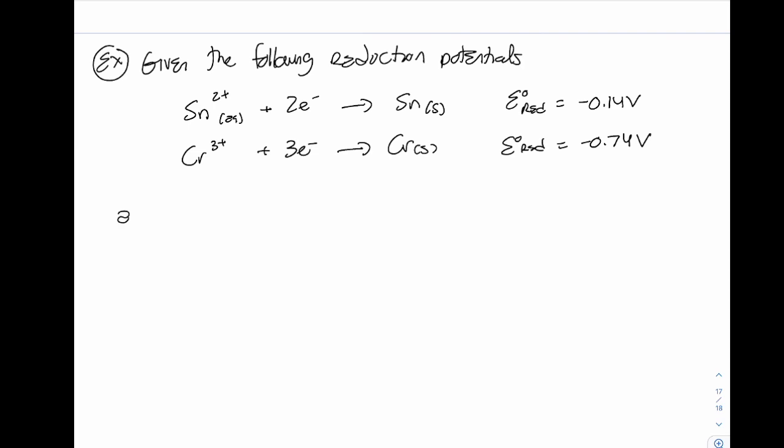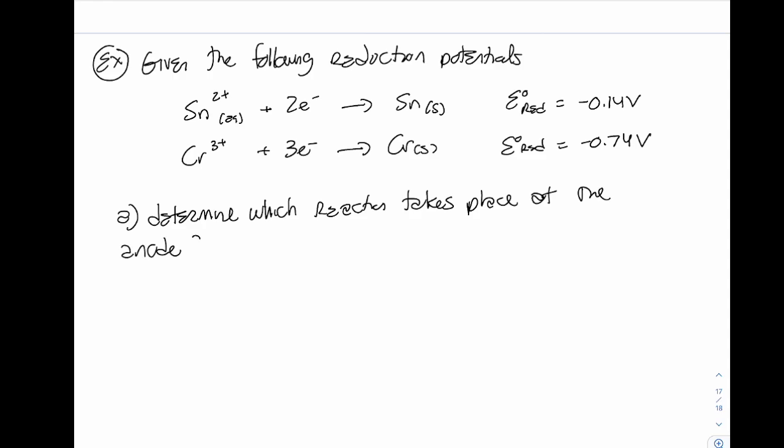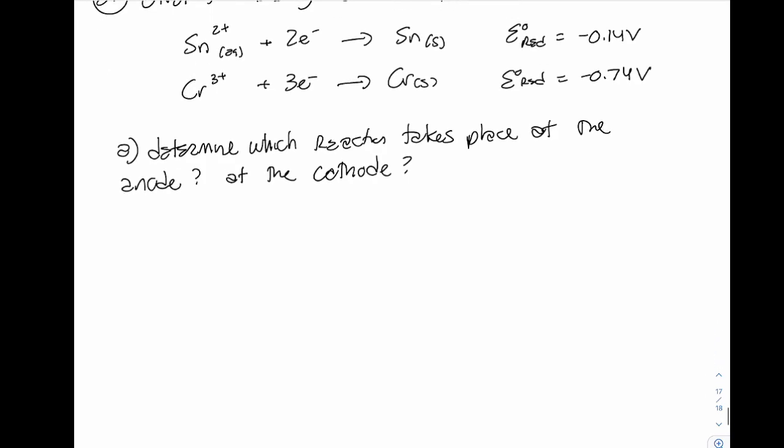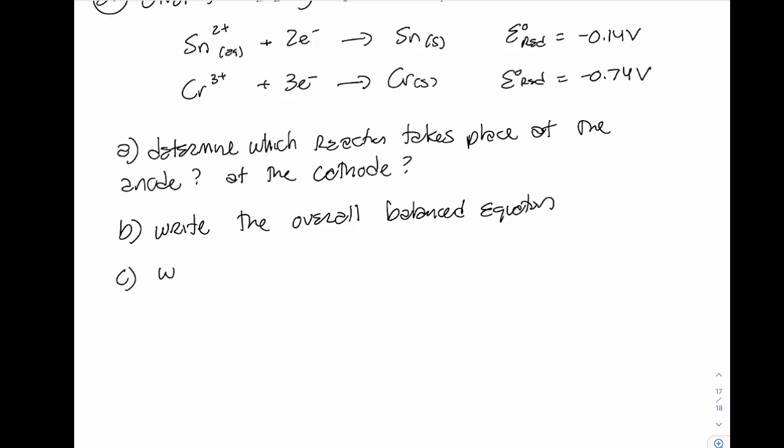And what we're going to do is we're going to determine which reaction takes place at the anode and then also at the cathode. So essentially, which is our oxidation, which is going to be our reduction. We're going to write the overall balanced equation. We're going to write the shorthand notation.